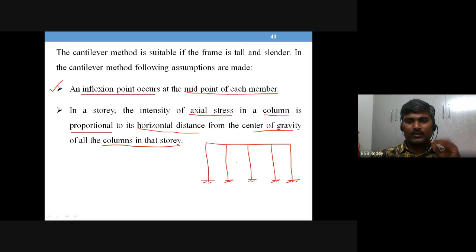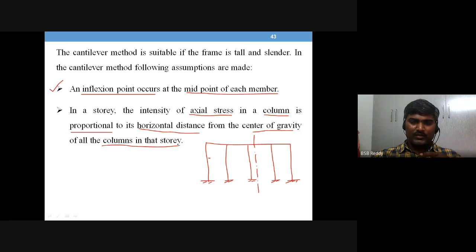Okay, so what it said, CG of all the columns. You have 3, 4, 5 columns here. Let us imagine that the CG of all these columns is here. Of these 5 columns, the center of gravity is here.